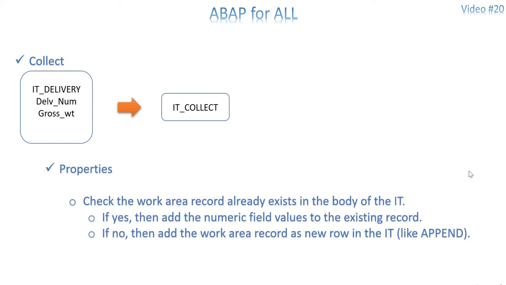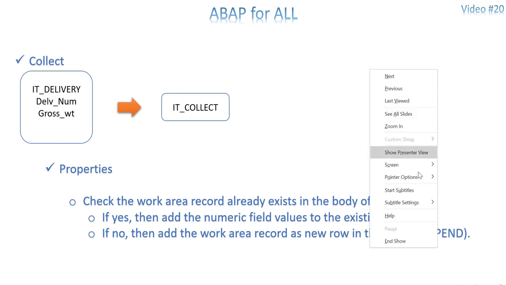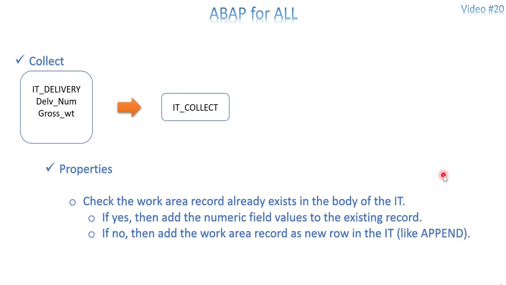The property is that it checks whether the work area record already exists in the body of the internal table. Here the source and target are both internal tables. This is one internal table and this is another internal table; you can give any name. While transferring the data, I'm going to accumulate the numeric values from this internal table to the other internal table with the help of a work area. That is the idea.